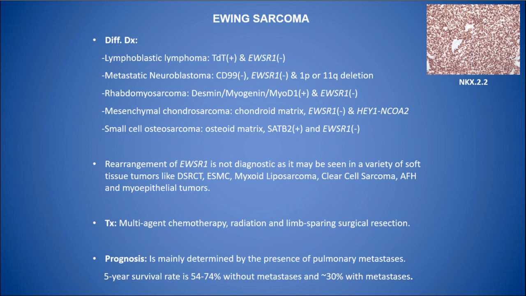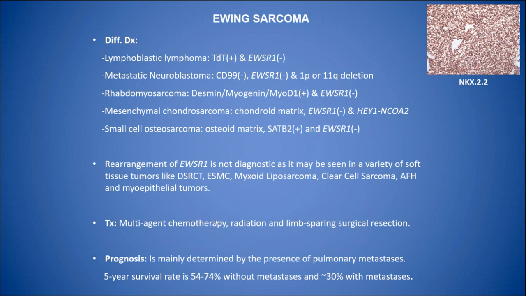It is important to remember, because nowadays EWSR1 rearrangement is tested by FISH, where only a probe for this gene is used, that it is not diagnostic of Ewing sarcoma. It may be seen in a great variety of other tumors of bone and soft tissue, which includes desmoplastic small round cell tumor, extraskeletal myxoid chondrosarcoma, myxoid liposarcoma, clear cell sarcoma, angiomatoid fibrous histiocytoma, and myoepithelial tumors of bone and soft tissue, benign and malignant. So be aware that EWSR1 gene rearrangement has to be interpreted carefully in the appropriate clinical and histopathological context.